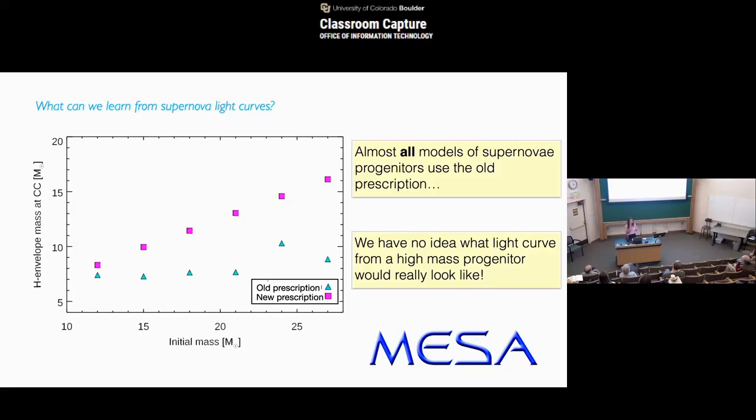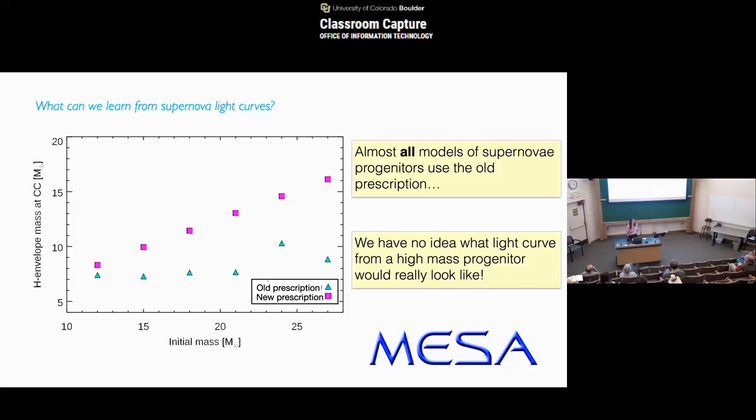If you look at the hydrogen envelope at core collapse, which, as I said, is important for the length of the supernova plateau, we see that, again, there's a positive correlation between the hydrogen envelope mass at core collapse and the initial mass of the star from our models. Whereas the models using the old prescription get almost the same hydrogen envelope mass at core collapse no matter what initial mass you put in. Since almost all models of supernovae use this old prescription, and I do mean basically all of them, we actually have no idea what a light curve from a high mass progenitor would really look like.